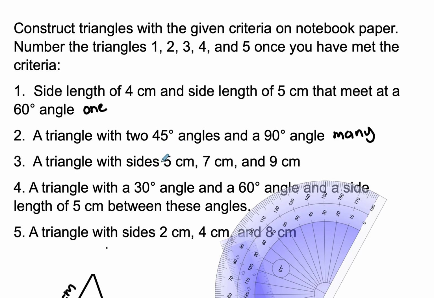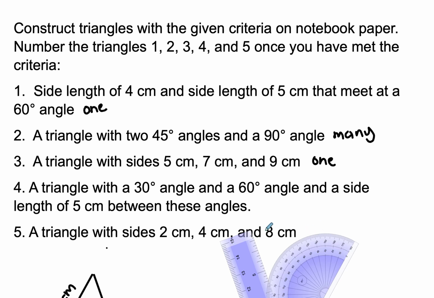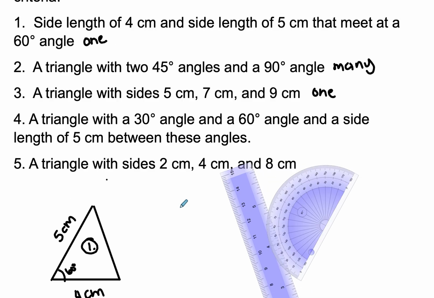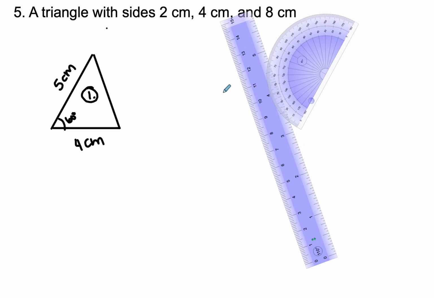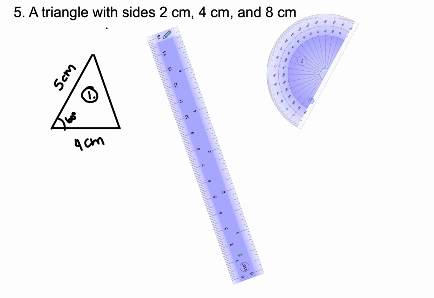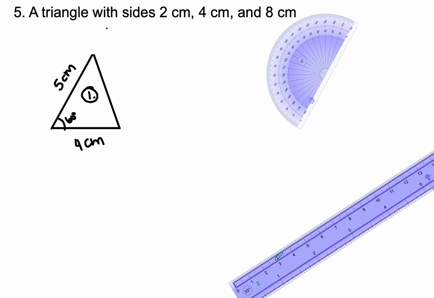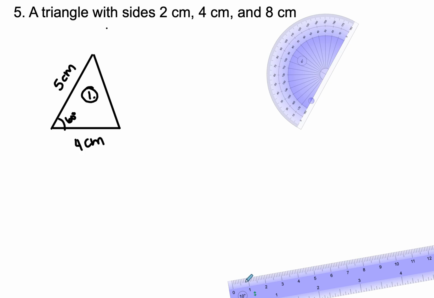For 3, a triangle with sides 5 centimeters, 7 centimeters, and 9 centimeters. For this one, there's only 1 triangle that you could make. No matter what it is, you're going to have the same number of sides. For this one, to make it, you'd have to do, what was it, 5, 7, 9? A little bit of guessing and checking to figure out how to get it to match up.